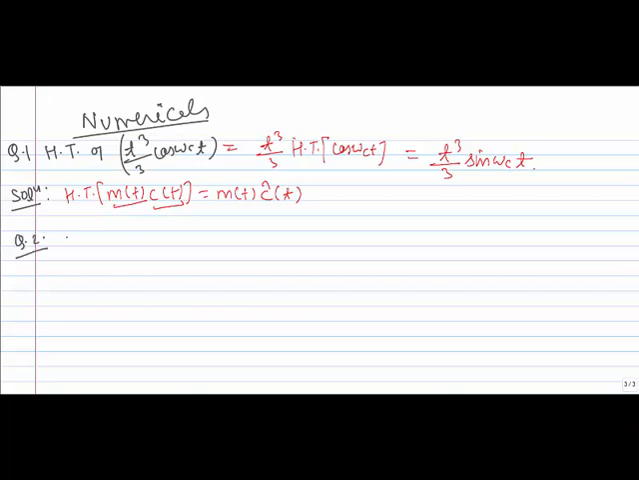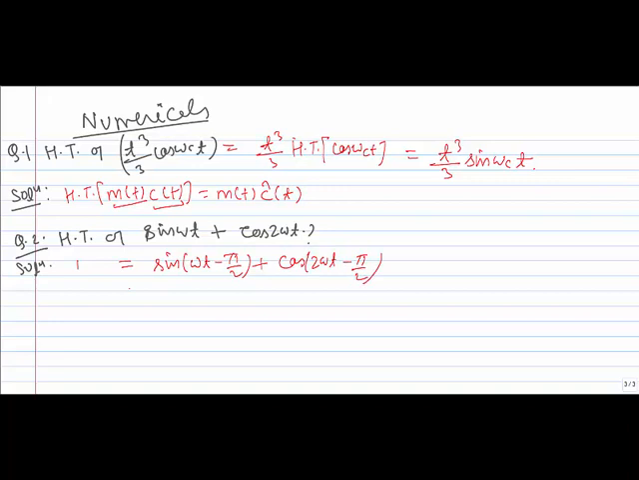Do next. We need to find the Hilbert transform of sin omega t plus 2 cos omega t. We need to find this. Let us do the solution. We know the Hilbert transformer causes a phase shift of minus pi by 2 to every frequency component. So the Hilbert transform will be equal to sin(omega t minus pi by 2) plus 2 cos(omega t minus pi by 2).